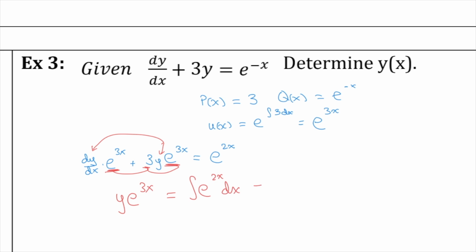Simplify a little bit more, and we will have the right-hand side is 1/2 e to the 2x plus c. Divide both sides by e to the 3x. y is going to be equal to 1 over 2 e to the negative x plus c e to the negative 3x. Isn't that beautiful?